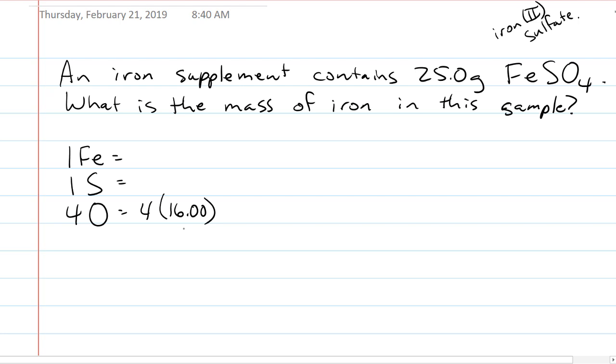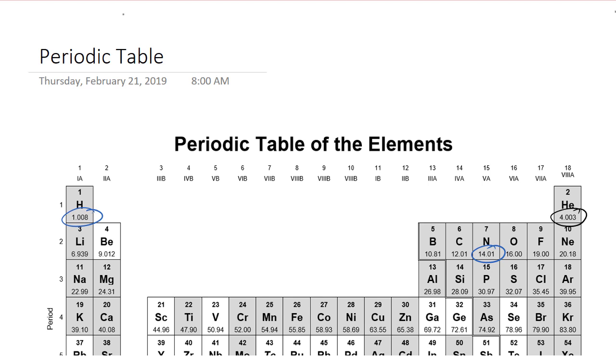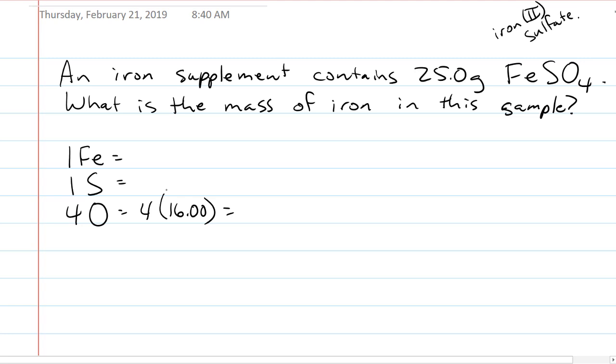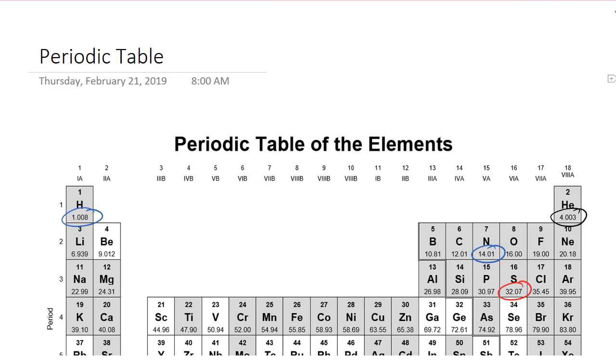We already found oxygen is 16.00. We come back and look up sulfur. And we see that sulfur sits here at 32.07. And there's one of them. And then we have one iron. That iron sits at a value of 55.85.